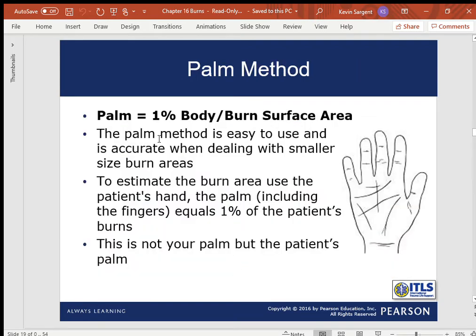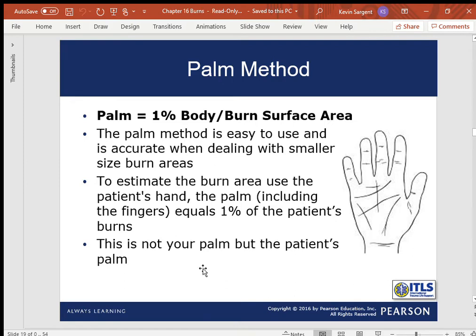The palm method. The palm is 1% body surface area. The palm method is easy to use and easy to remember. Okay, this is the important thing if you're taking notes here. To estimate the burn area, use the patient's hand. Do not use your own hand. Your hand would not equate to 1% of that patient's body surface area. The patient's own hand is the correct way to do it. And you want to use the palm, including the fingers, so it's the full palmar surface of the hand. But remember, it's not your palm, it's the patient's.